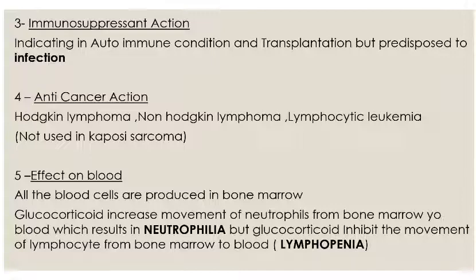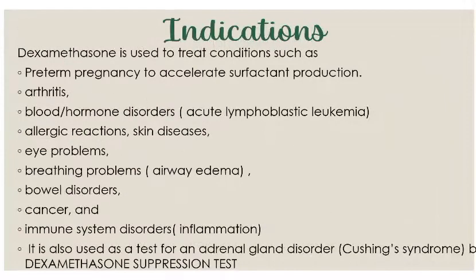All the blood cells are produced in bone marrow. Glucocorticoids increase movement of neutrophils from bone marrow to blood, which results in neutrophilia. But glucocorticoids inhibit the movement of lymphocytes from bone marrow to blood, which causes lymphopenia. Indication: dexamethasone is used to treat conditions such as preterm pregnancy to accelerate surfactant production, arthritis, blood hormone disorder, allergic reaction, skin disease, eye problem, breathing problems, bowel disorder, cancer, and immune system disorder. It is also used as a test for an adrenal gland disorder, the dexamethasone suppression test.